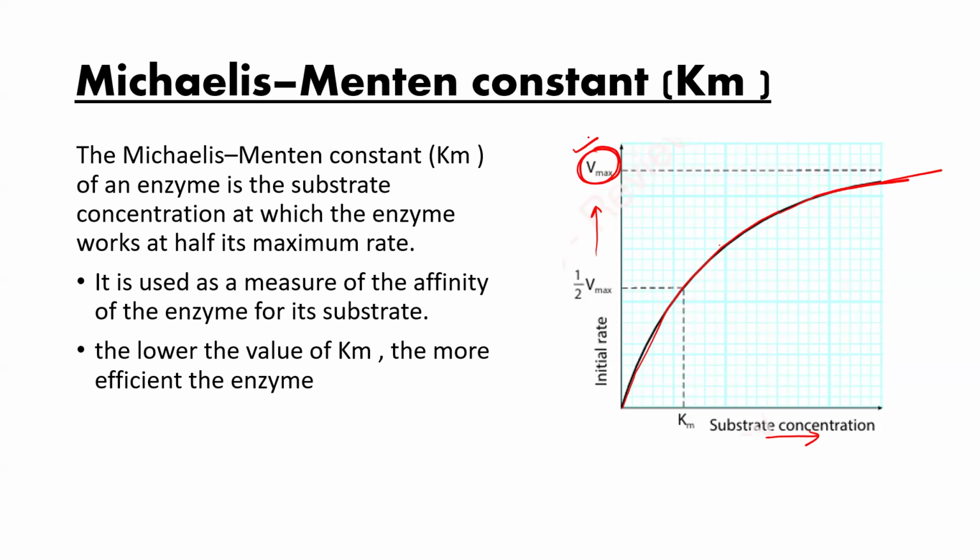Vmax is the maximum velocity, at which further increasing the substrate concentration will not increase the rate of reaction. Why? Because all the enzyme active sites are now occupied. So that is Vmax. Now this is half Vmax. Understand, beta, please, this is half Vmax, and the substrate concentration required to achieve half Vmax is known as Km. Km is also known as the Michaelis-Menten constant. It is used to measure the affinity of an enzyme for its substrate. If the Km value is low, it means the enzyme has more affinity.